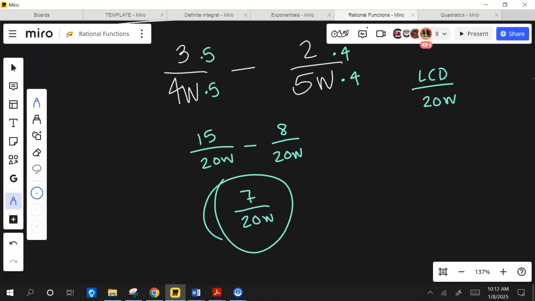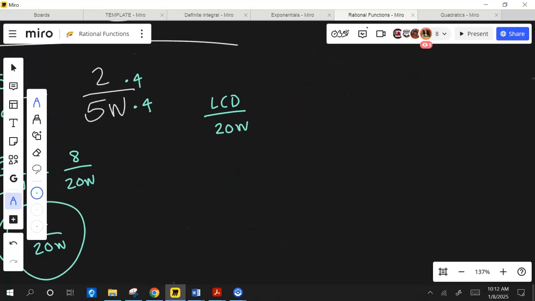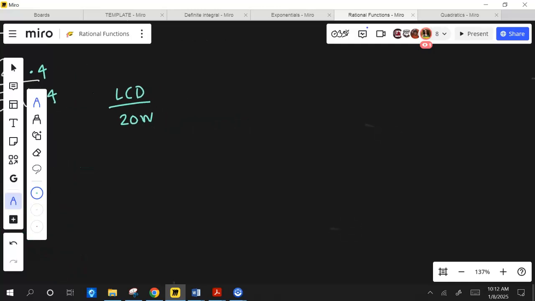But what happens if the bottoms are not quite so easy to do? Let me show you what I'm talking about. Now, I'm going to tell you my technique of finding a common denominator.